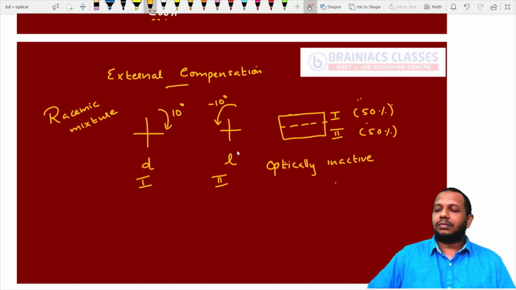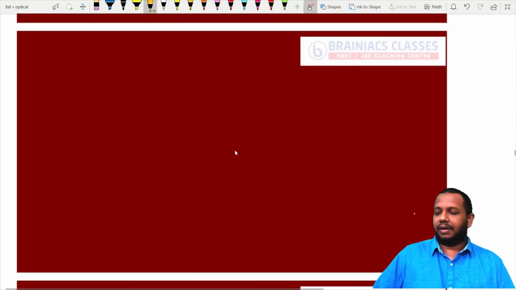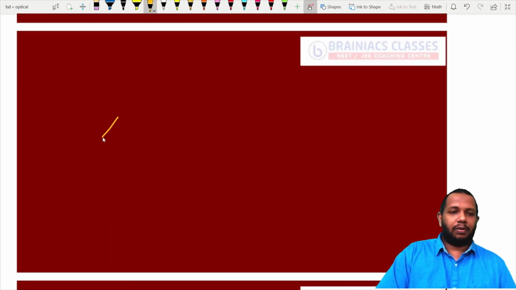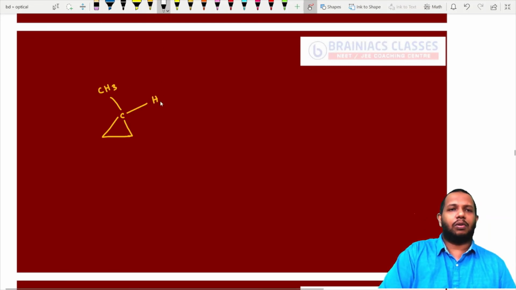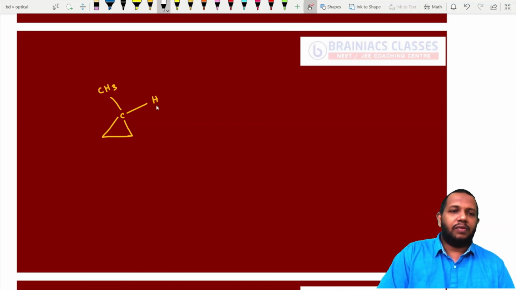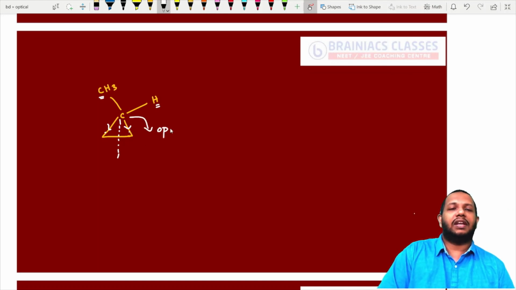Now let's take one simple example and see. Suppose you have a compound like this. We are taking a cyclic compound and seeing whether this is optically active or inactive. You can see here one valency is hydrogen, one valency is CH3, but the other two are present in a cyclic compound. So check here whether a plane of symmetry is there. Yes, both halves are equal. So that means this is optically inactive, or it is achiral.